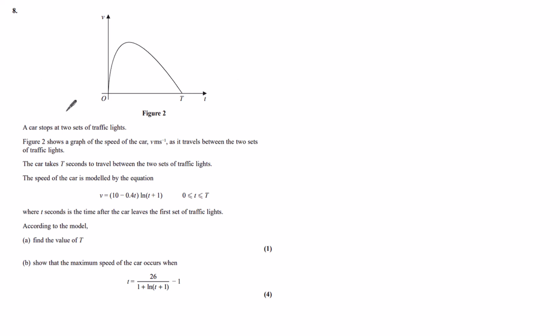Question 8. A car stops at two sets of traffic lights. Figure 2 shows a graph of the speed of the car, v meters per second, as it travels between the two sets of traffic lights. The car takes T seconds to travel between the two sets of traffic lights.